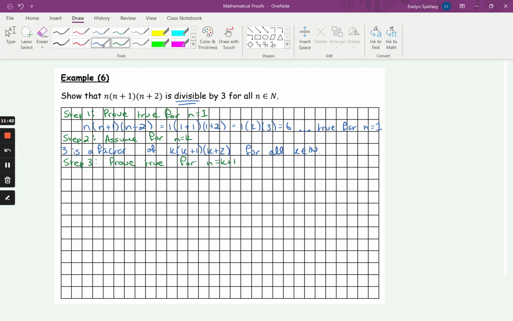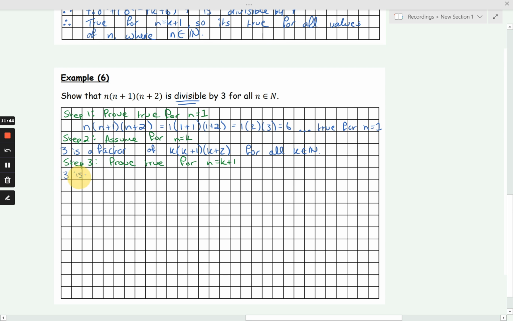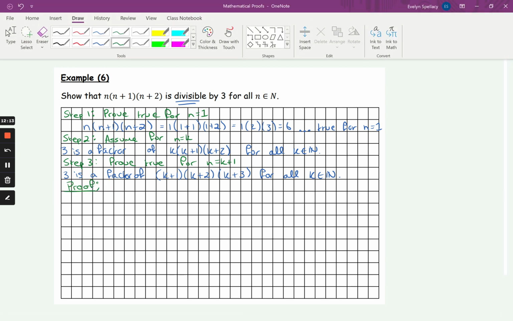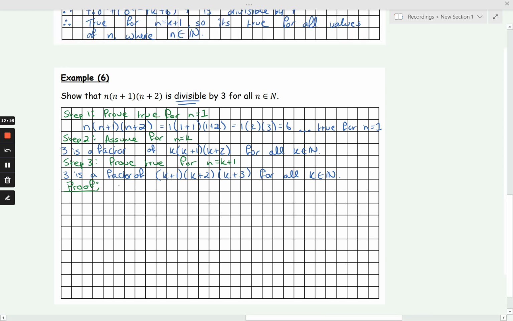So again I want to see what I'm trying to prove. So I'm trying to prove that 3 is going to be a factor of, instead of k I'm going to have k plus 1. k plus 1 would give me k plus 2, and k plus 1 plus 2 would give me k plus 3 for all k is an element of N. And all these steps are super important every time guys, because it is a proof, which is what we're now going to prove. So we're going to take the expression we just came up with in step 3. So I have k plus 1 by k plus 2 by k plus 3.